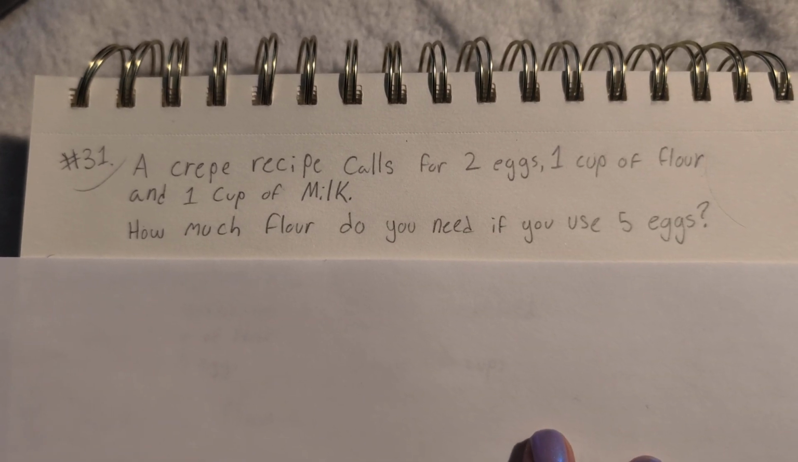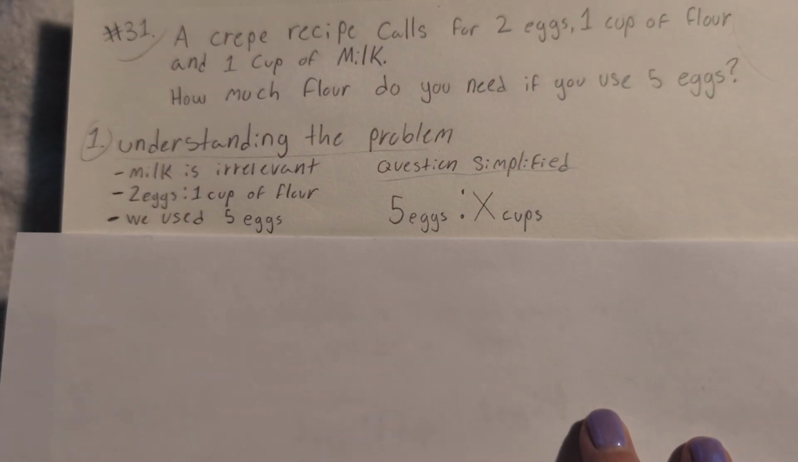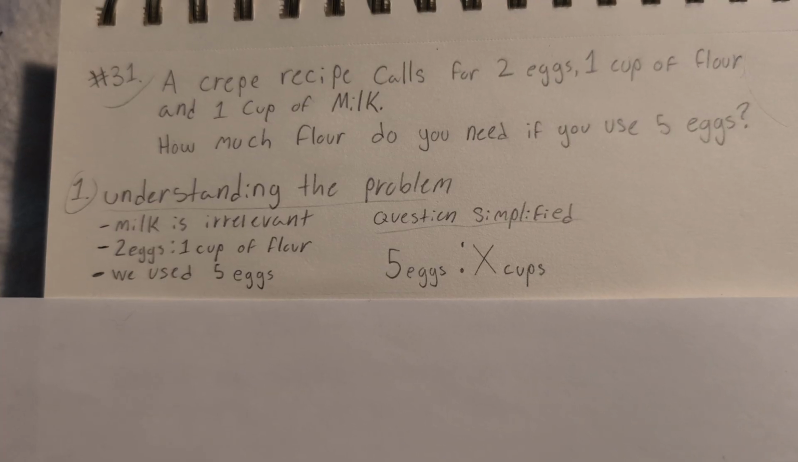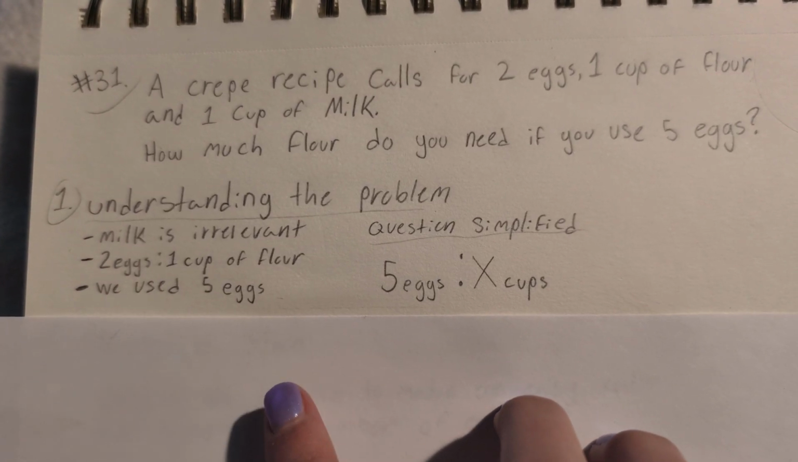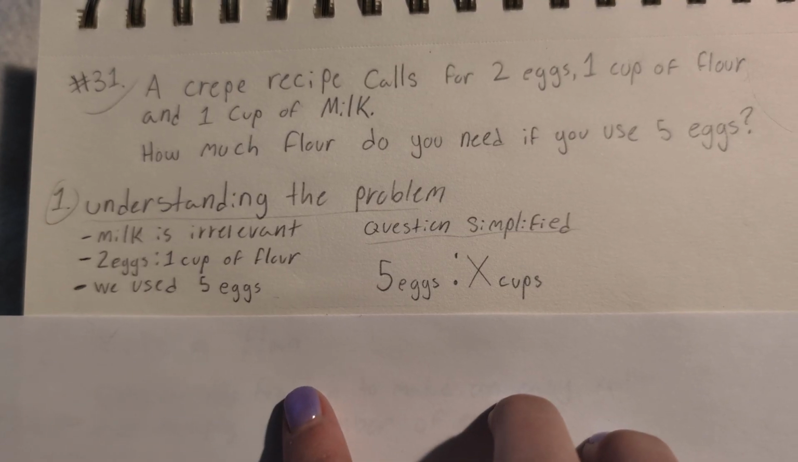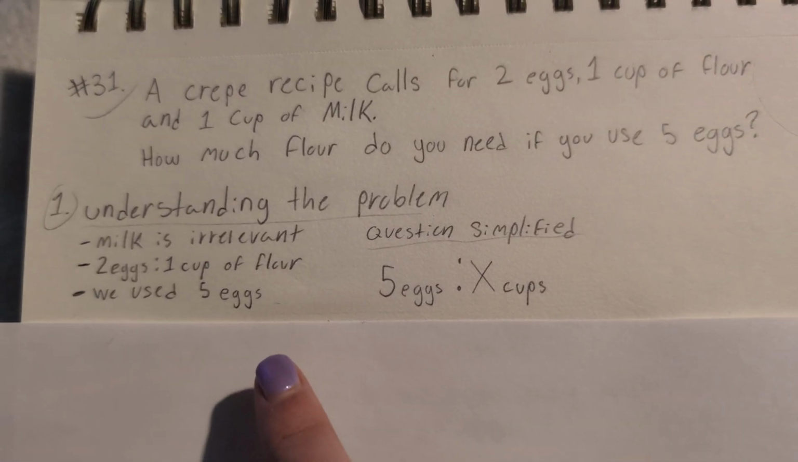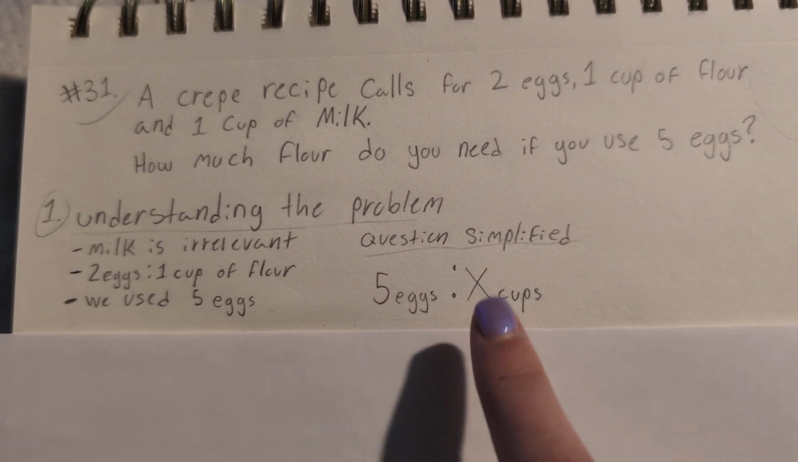Step 1 to problem solving is understanding the problem. What we know is that milk is irrelevant, so we don't have to worry about that. We also know that it is a 2-to-1 ratio. For every 2 eggs that we use, we have to use 1 cup of flour. And we know that we used 5 eggs. So we're turning this 2-to-1 ratio into a 5 to x ratio, and we have to figure out what x is.